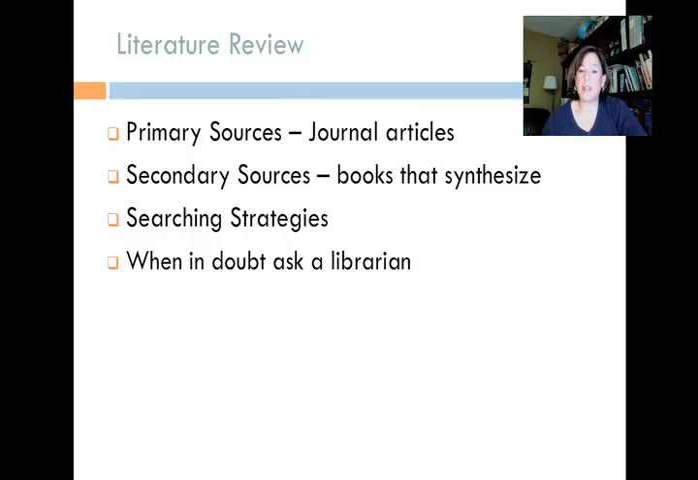Another source is secondary sources, and typically you'll find secondary sources to be books, but sometimes in journals you'll also find journal articles that are more of a meta-analysis, meaning they are summarizing or synthesizing a lot of the research that has come before. That would be considered a secondary source. That author is not necessarily conducting their own research, but simply summarizing or synthesizing research that has come before. That's what you see in books often. Those are considered secondary sources.